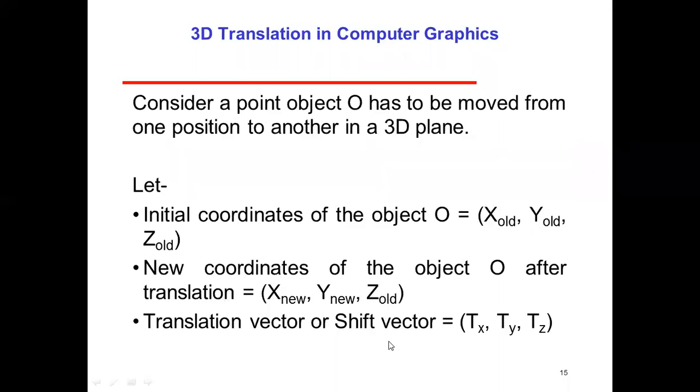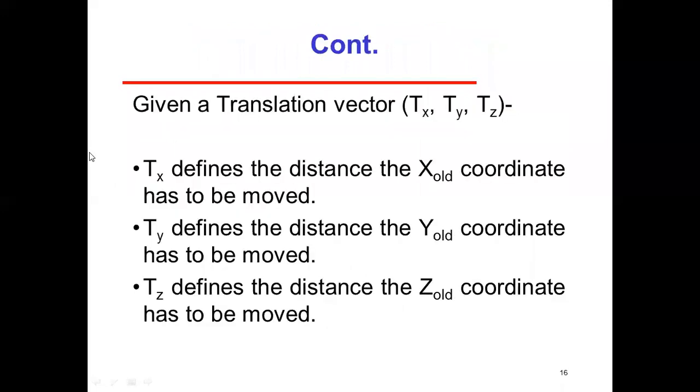Okay, so translation vector or shift vector, we can also call it the shift vector or the translation vector. So this will be tx, ty, tz in case of 3D. Given a translation vector tx, ty, tz, tx defines the distance the x old coordinate has to be moved. Similarly, ty is the translation that the y old coordinate has to be moved. Similarly, tz, the z old coordinate has to be moved. So in this way, tx, ty, tz are called the translation or the movement.